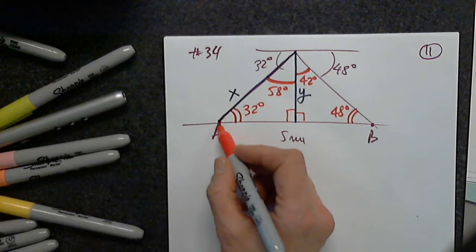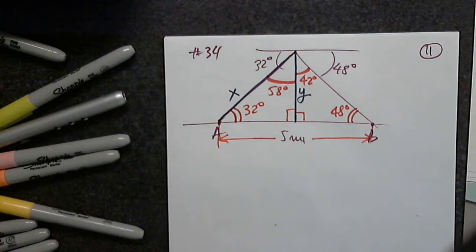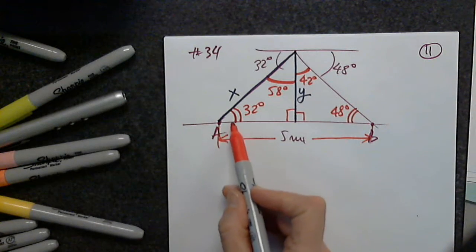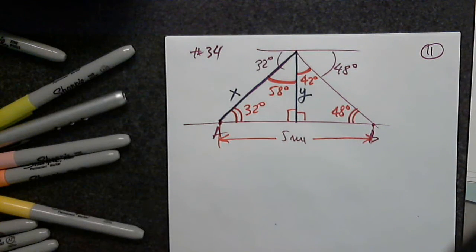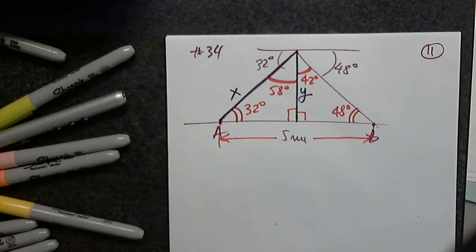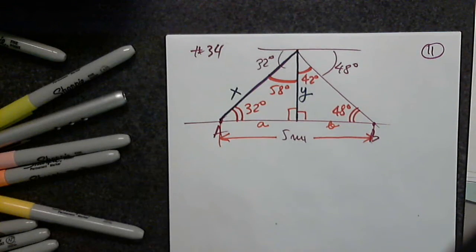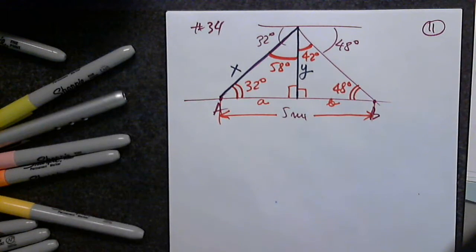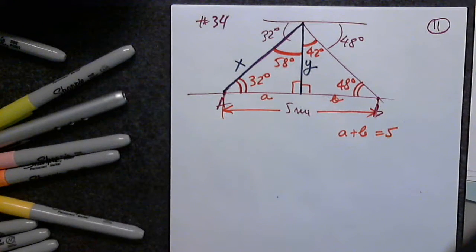Good. So I have this distance from here till here, but I don't know this, and I don't know this. But I know that their sum is 5. So this piece is A and this piece is B. And I know for now that A plus B equals 5. Agreed? Good.